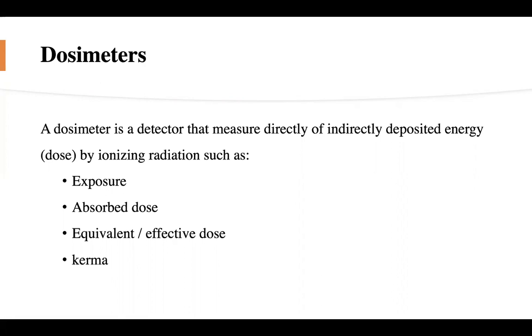So in this case, we just care about deposited energy. We don't care about the type of radiation. We don't use it as a counter or as a spectrometer. We use it just as a dosimeter. The dosimeter is a specific detector, like an ionization chamber or scintillator or whatever, but it's designed just to measure the deposited energy. So different units can be measured: exposure, absorbed dose, equivalent dose, effective dose, and kerma.